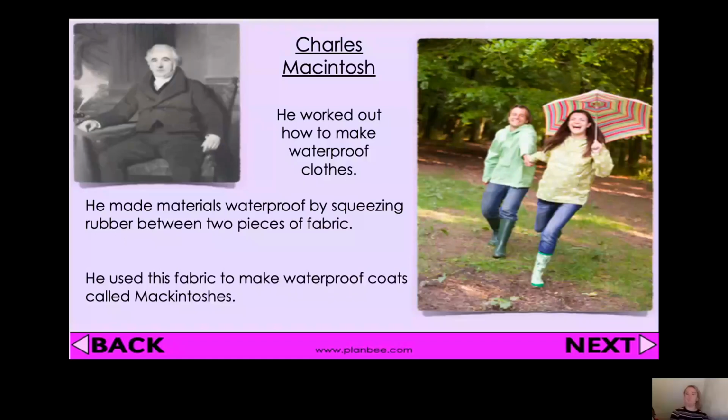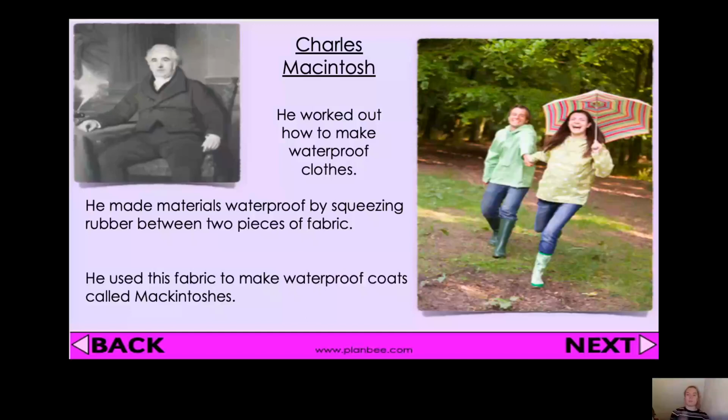And he used to do different experiments. And in one of his experiments, he found that rubber could become a liquid, okay? So a liquid is like water, you know, water, and when you have a cup of tea or a hot chocolate, those are liquids. So he discovered that you could melt rubber and it could become a liquid. And he found that this liquid was waterproof, okay? And it could be used to make waterproof fabric for clothes.